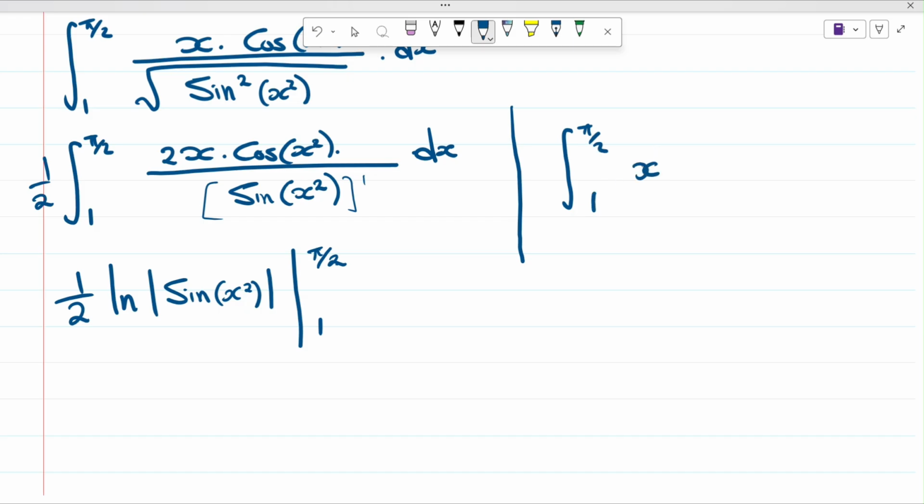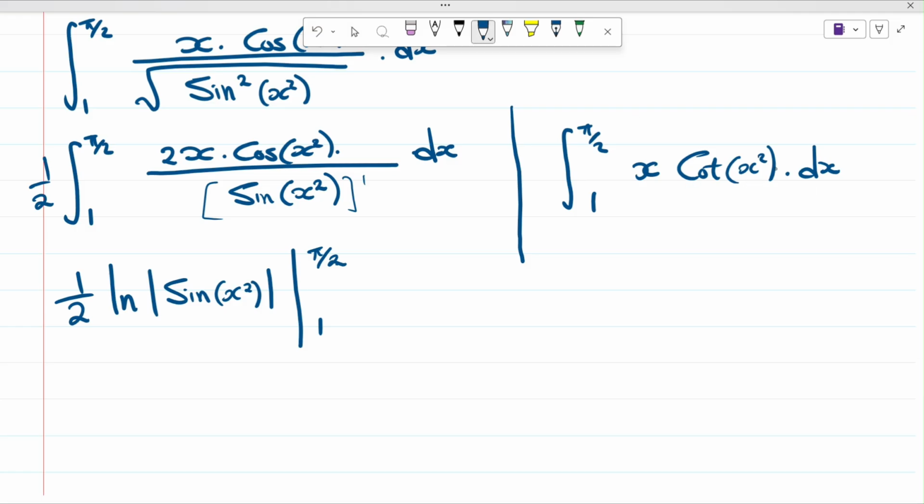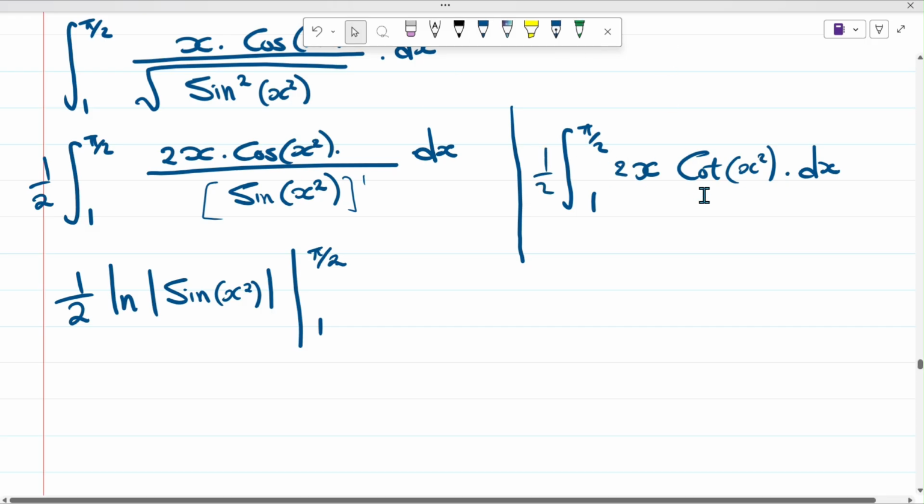So here we had x. I said one could just convert cos and sine to cot, so you will end up having cot of x squared dx. On your integration formulas, you first need to cook the derivative of x squared to be 2, and then multiply by 1 over 2, of course. On your formulas, you'll find that the integral of cot is ln of sine.